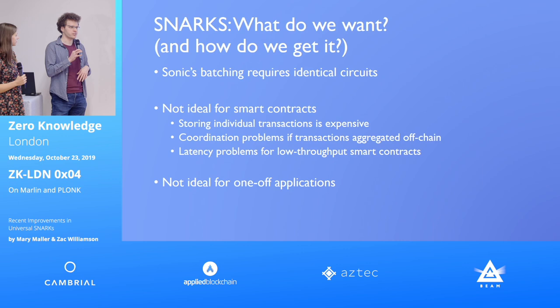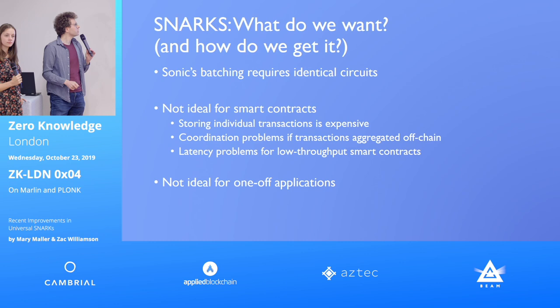And if your smart contract is relatively low throughput, then you start getting latency problems because it's going to take a very long time to collect enough proofs together to actually verify them as a batch. So it's not ideal for one-off applications, and it's not ideal for small niche boutique SNARKs that can't benefit from amortizing the cost of verifying a batch. So the question then is what to do about it?